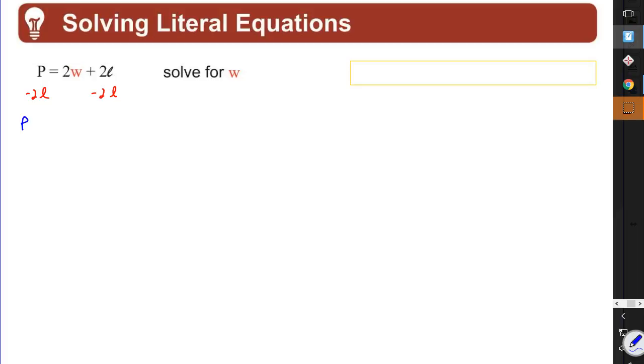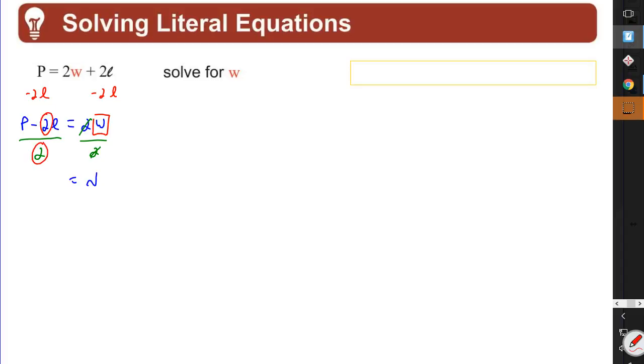Now I can't add a perimeter, a capital P, and a negative 2L, so it just stays P minus 2L, and that equals 2W. So again, to isolate my W, my variable, all I got to do is move that 2, so I'll just divide both sides by the 2. Okay, on the right, I can divide out these 2's, and I get W. I cannot do that here.